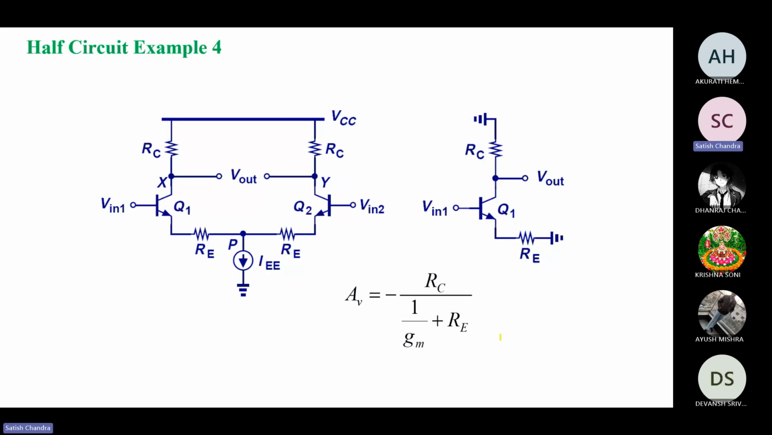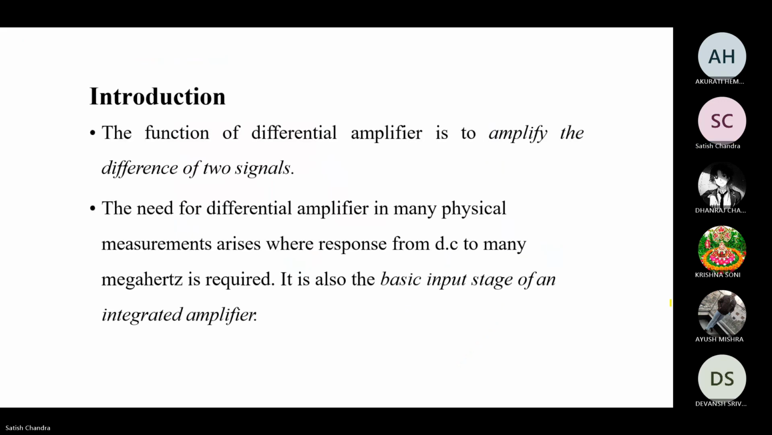And there are several examples. Now here we can see that if we have a different RE, how this circuit is going to be changed. So we are going to get in the denominator term 1 by Gm plus RE. We have already gone through how this differential amplifier works and how the calculation occurs.